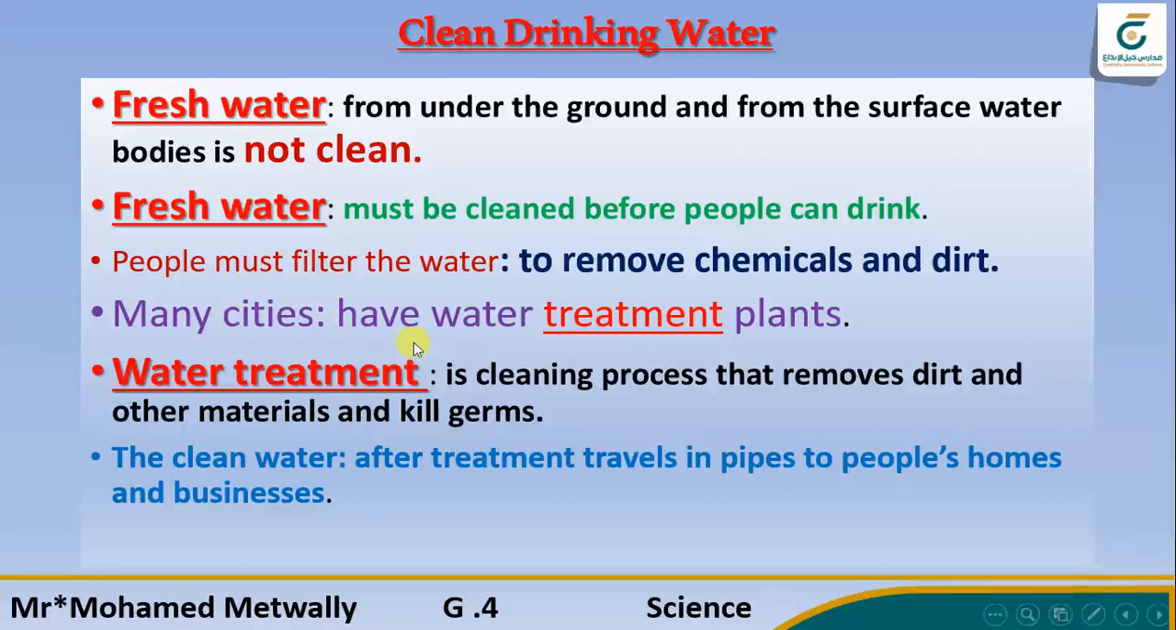Many cities have water treatment plants. Water treatment, like I said, is a cleaning process used to clean the water from the surface or underground, to remove dirt and other materials and kill germs as well. The clean water after treatment travels in pipes to people's homes and businesses.